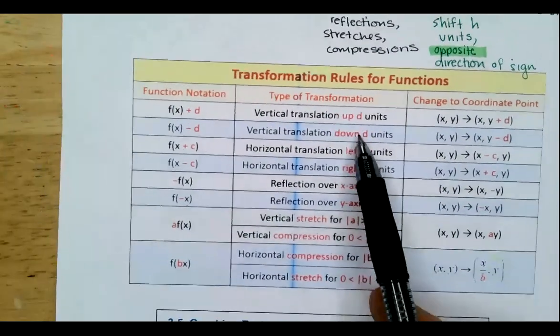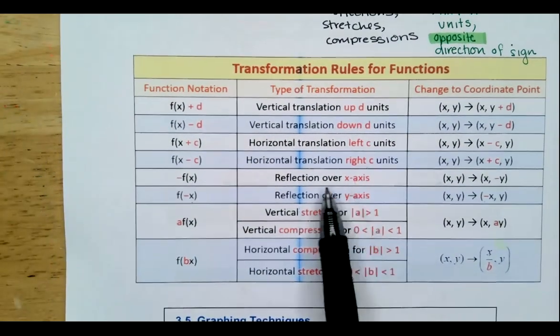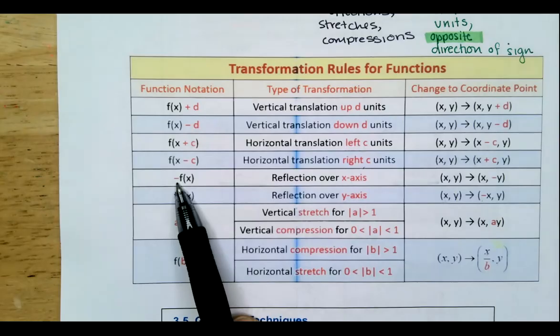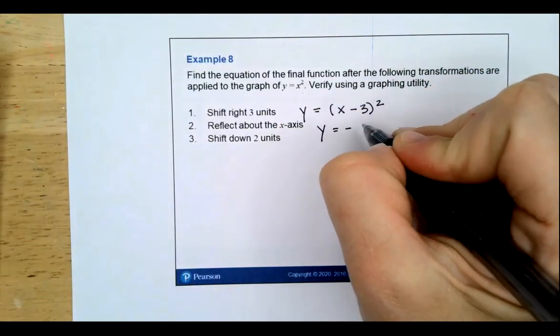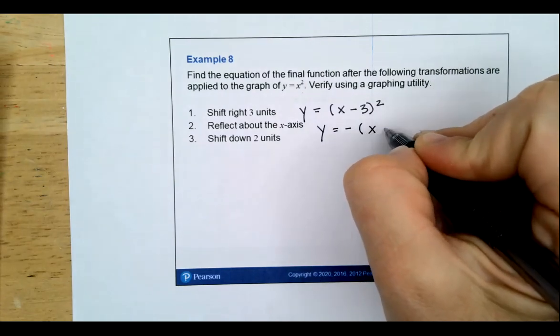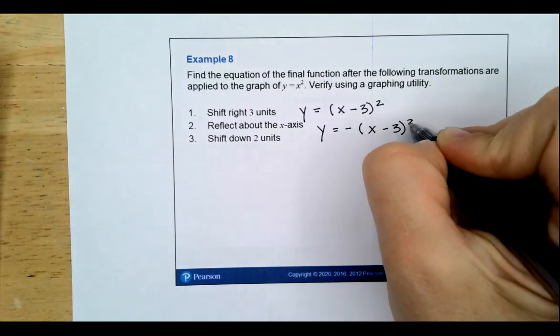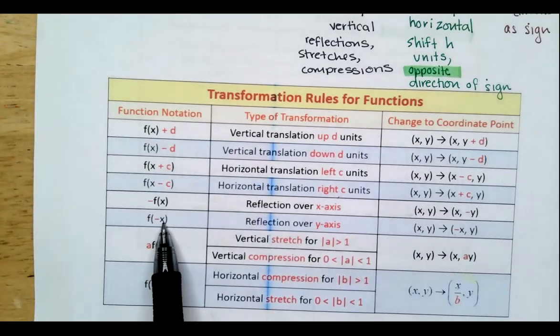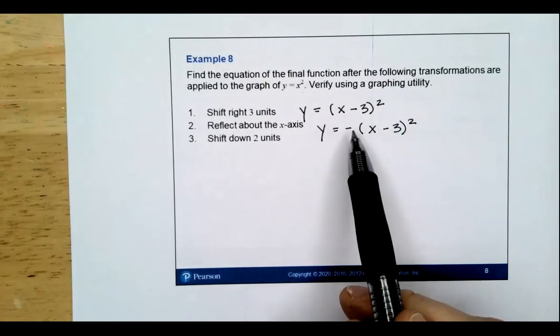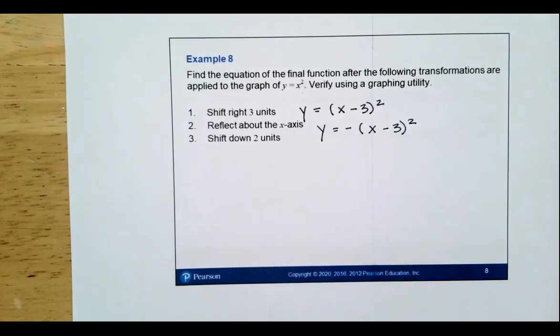Look for reflected about the x-axis. Reflected over the x-axis means I turn the whole thing negative, okay? So that's now y equals negative, outside the parentheses, (x minus 3) squared. If it was reflected on the y-axis, the negative would just be with the x. We want it outside the parentheses because it's the x-axis.